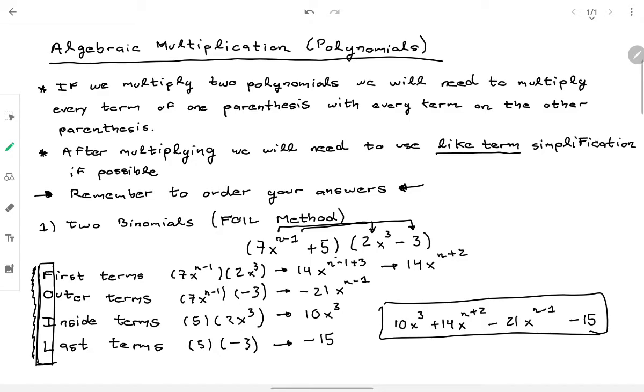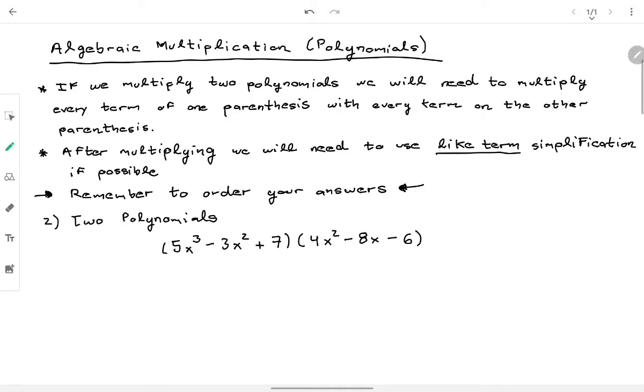So let's see another type of exercise, where we are multiplying two polynomials. When we have an exercise with two polynomials, we cannot use the FOIL method because there is more than one inner and outer term. So in this case, we need to follow the other rules, which are exactly the same, because we are going to use all the terms in the first parenthesis, and they will multiply all the terms in the second parenthesis.